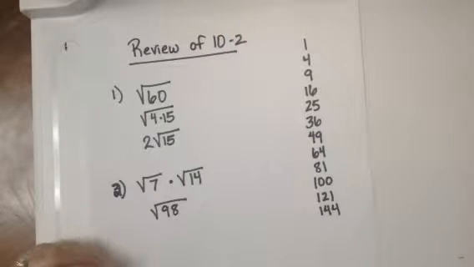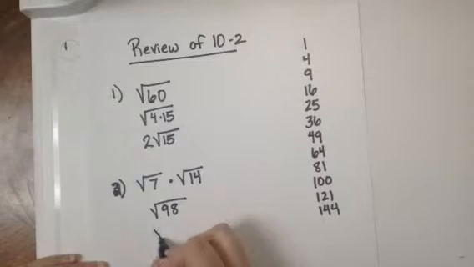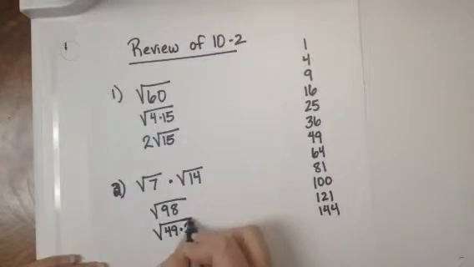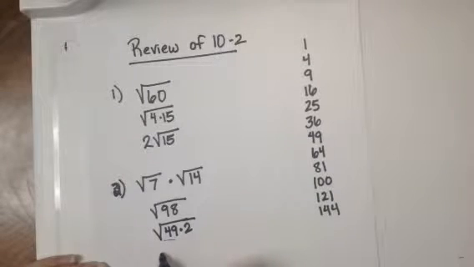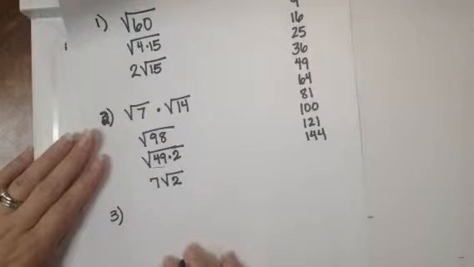So I'm looking for a number on the perfect squares list that will go into 98. The highest perfect square I can get is 49, and then times 2. The square root of 49 is 7. It comes to the outside. 2 stays under the radical. Alright, let's keep moving on. Let's do one more here.